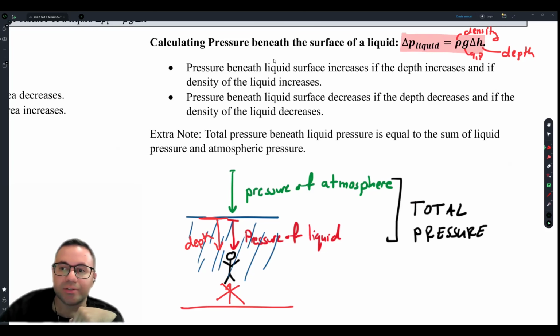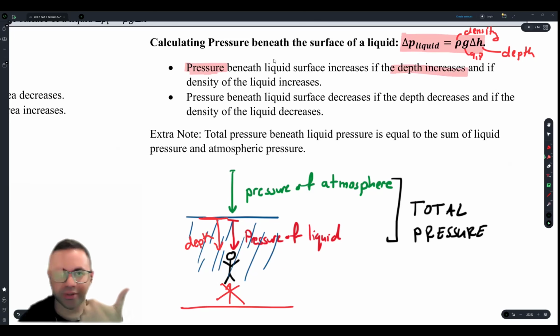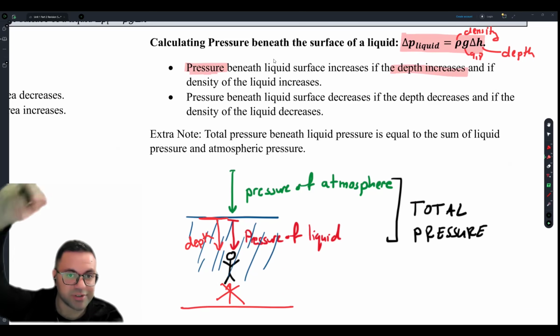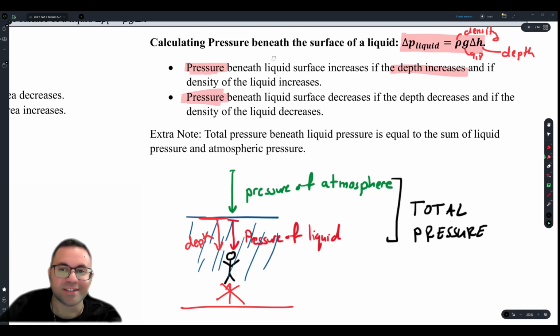So according to this rule, the pressure is affected by the depth. If the depth increases, the pressure increases, and it's also affected by density, right? If the density increases, the pressure also increases.